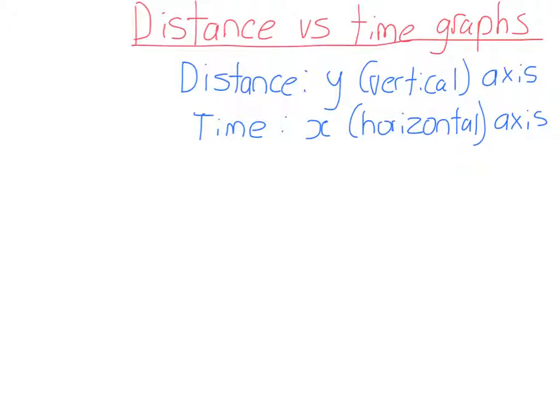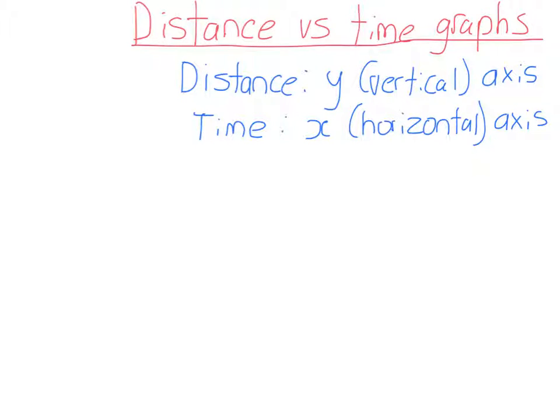Now, important to note that by convention, distance is along the y-axis, which is the vertical axis, and time along the x-axis. So remember, vertical goes up and down, the y-axis always goes up and down, where distance is. And time, the x-axis, is always going left to right.